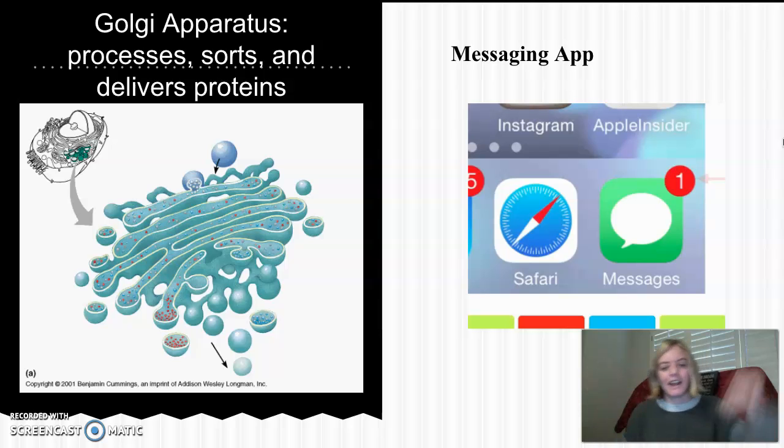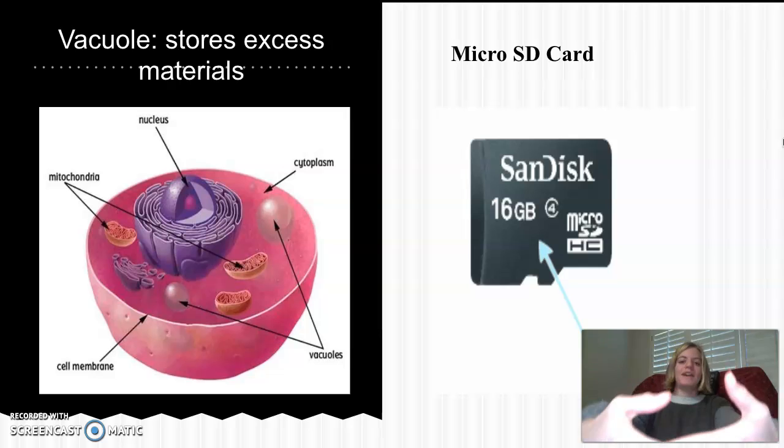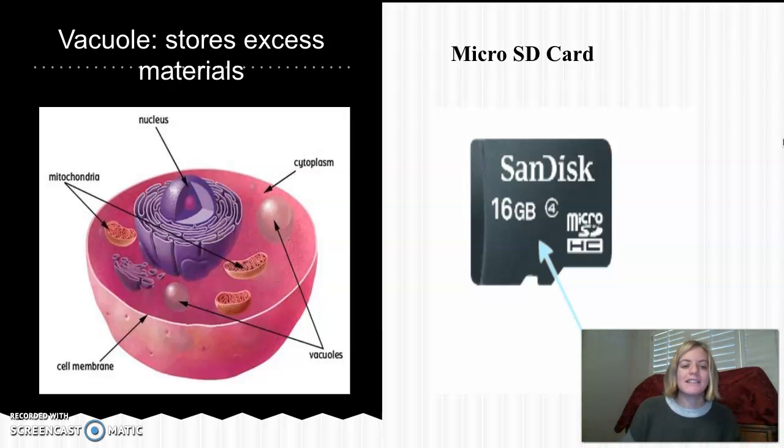So they start out getting made in the ribosomes, those proteins. Then they get finished in the rough ER, and then the Golgi Apparatus starts shipping them out to where they need to go, packaging and shipping, okay? Next, we have the vacuole, okay? The vacuole is the excess storage center. This organelle is used to store excess materials in the cell, usually food and water.